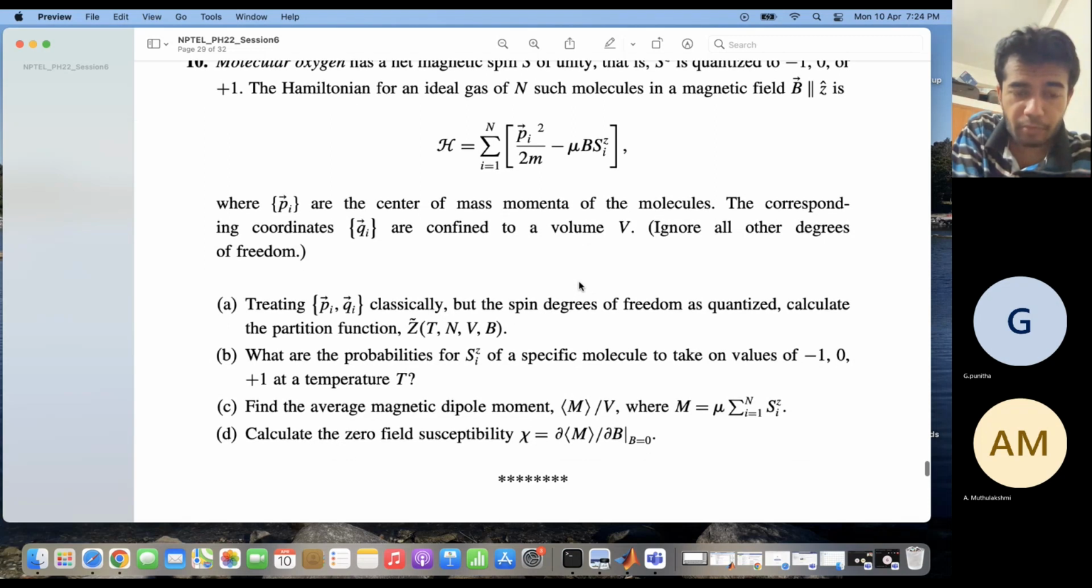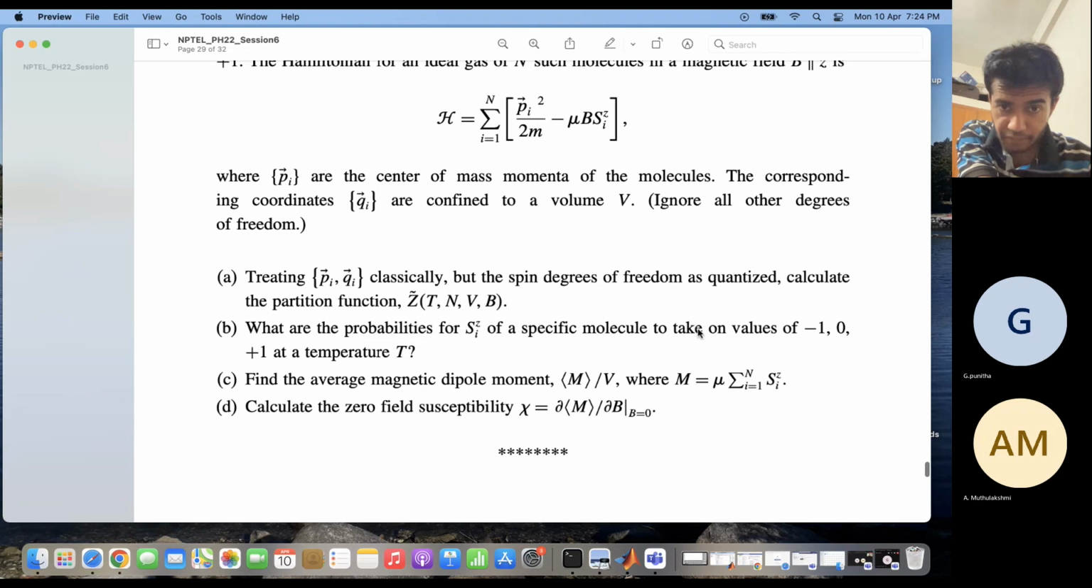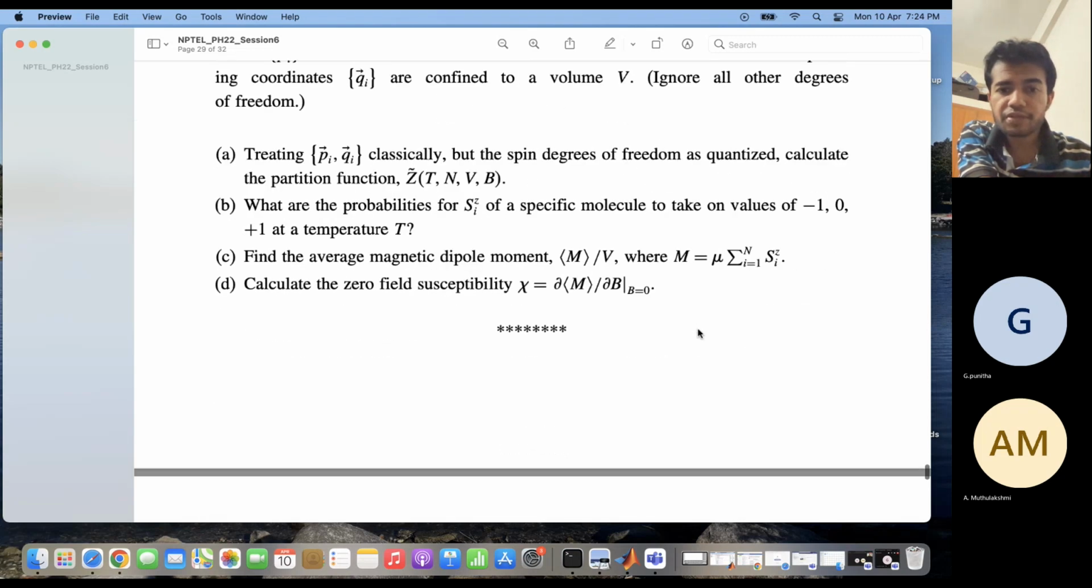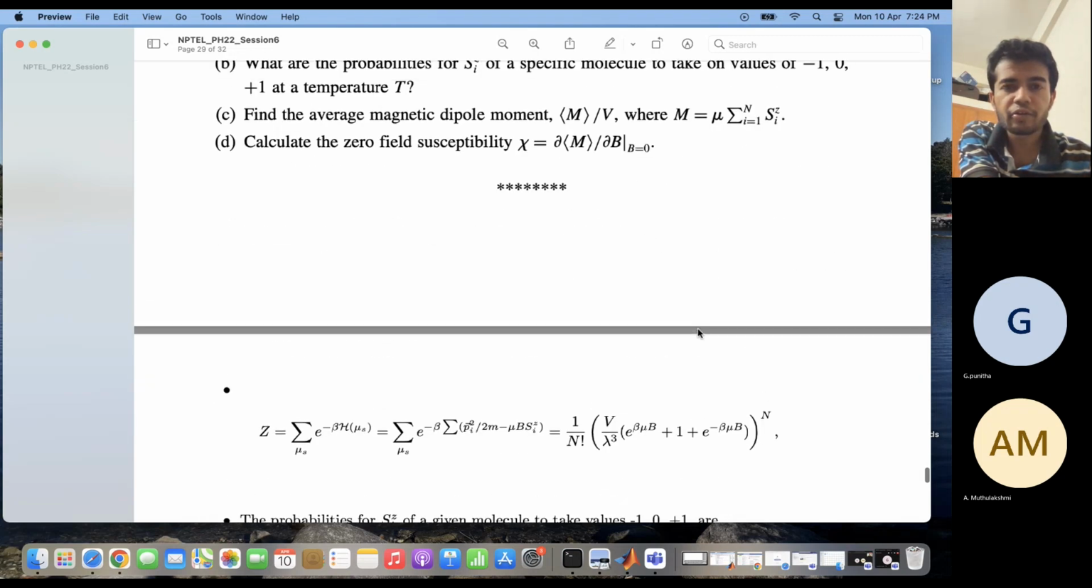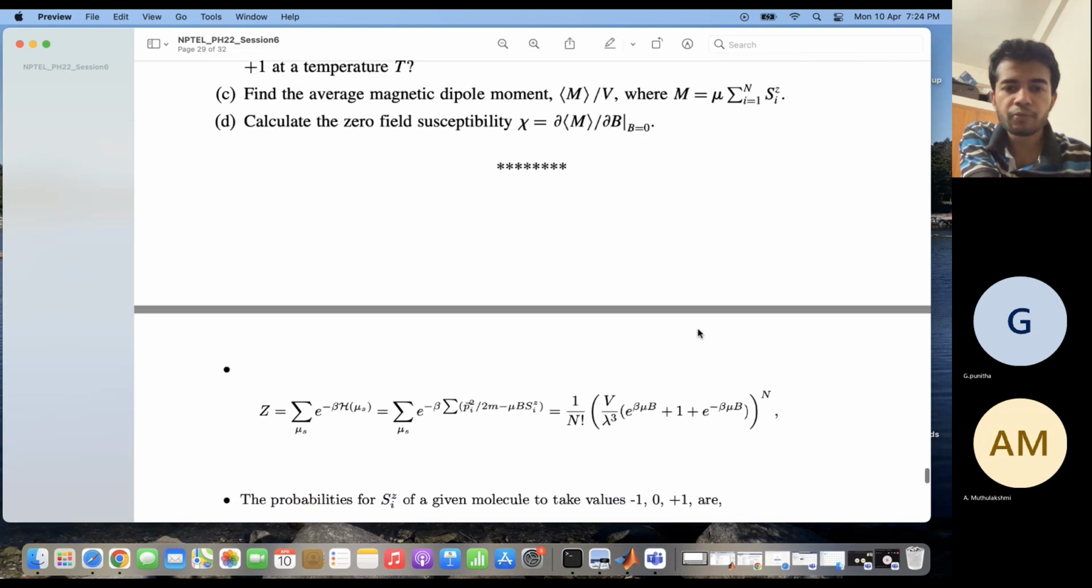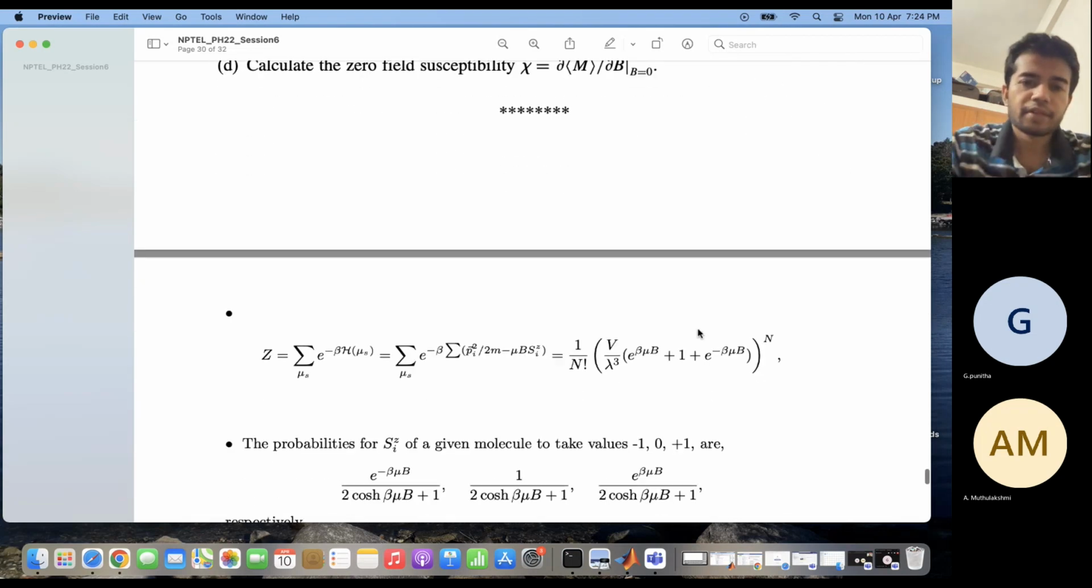So treating the momentum and position coordinates p_i and q_i classically, but the spin degrees of freedom as quantized, we have to find the partition function. The partition function is basically again an integral over the position and the momentum coordinates, right? So basically the summation over mu_s of e to the power of minus beta into this quantity.